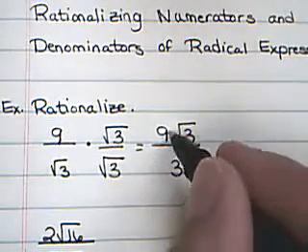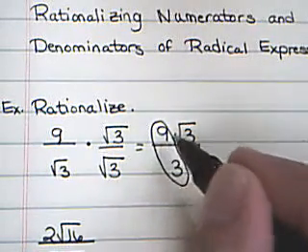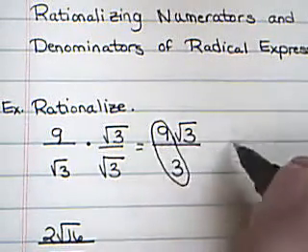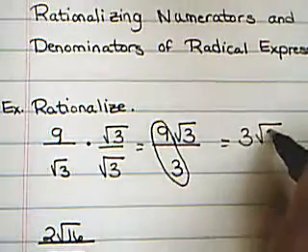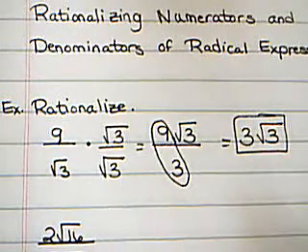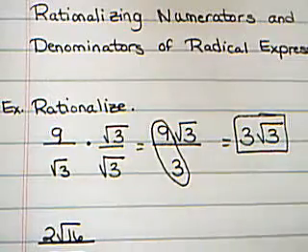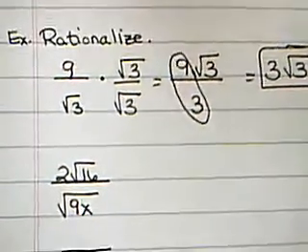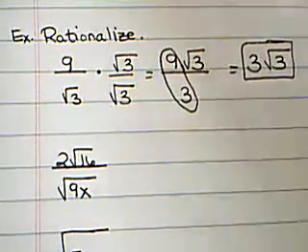Then we need to look and see that this can actually reduce right here. 3 divides into 9 3 times, so we would have 3 square roots of 3, not interfering with that inside radical. Sometimes there's some simplifying that can occur as we go along simplifying the denominator.